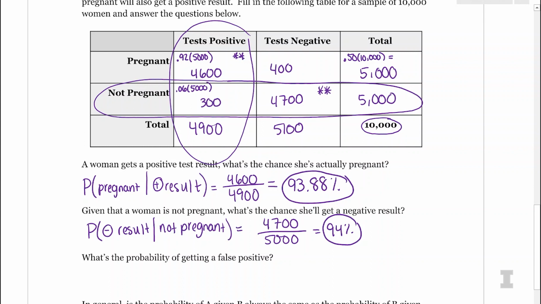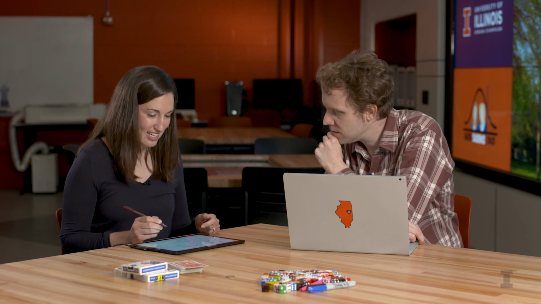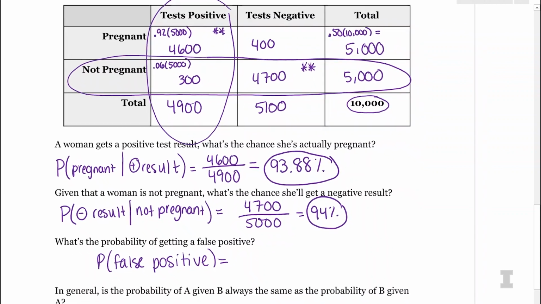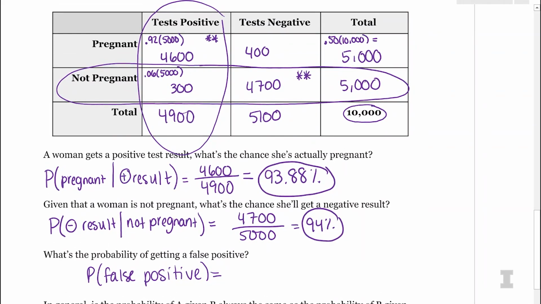Next, it says, what's the probability of getting a false positive? So Wade, what exactly does false positive mean again? So false positive is going to be they get a positive result, but they're not actually pregnant? Yes, exactly. So if we look at this table, what's the probability that we get a false positive? Let's think about what that means in terms of probability notation and conditional probability. So what should I write for a false positive?